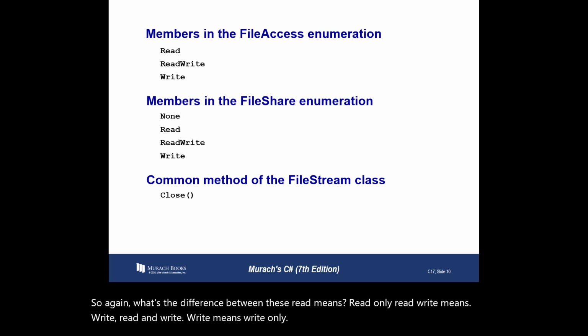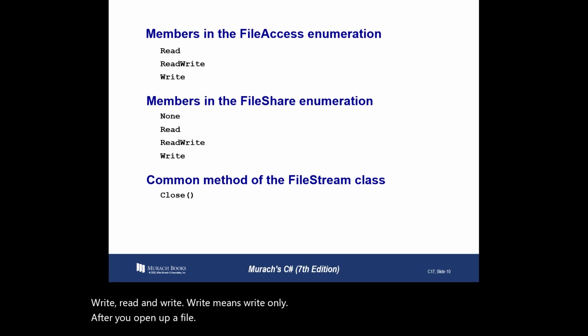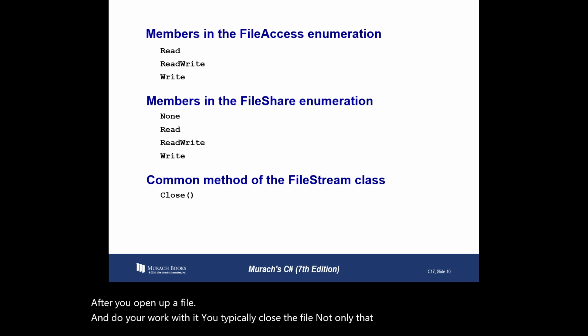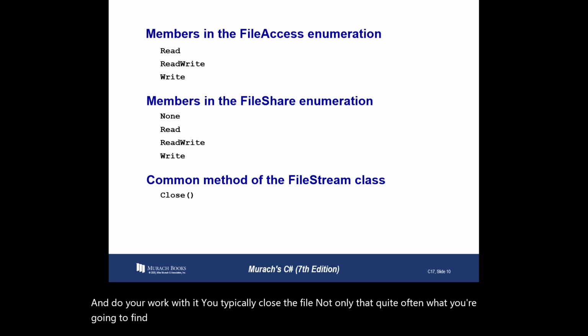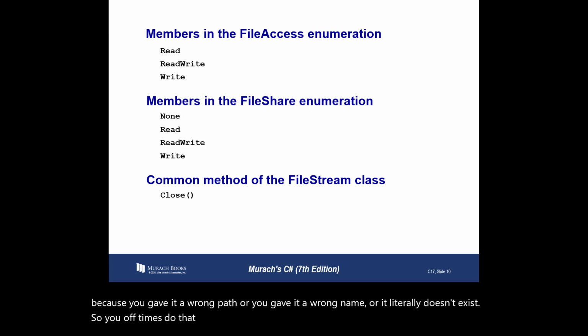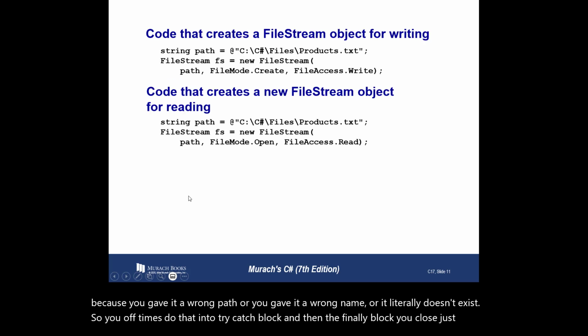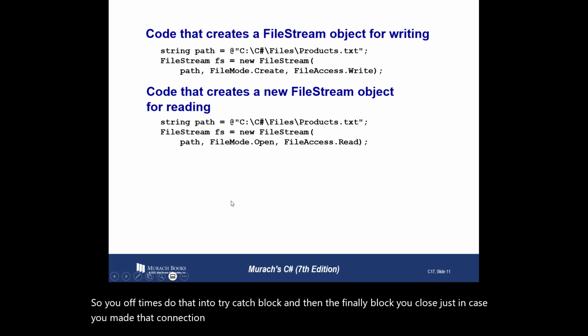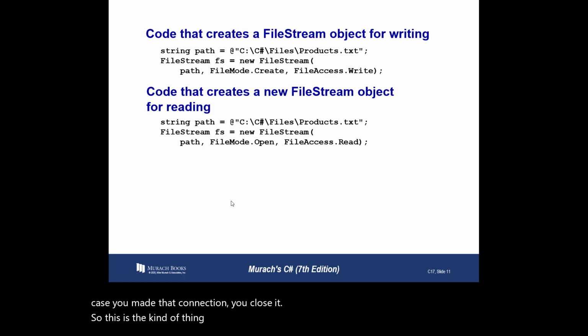After you open up a file and do your work with it, you typically close the file. Not only that, quite often what you're going to find is, what if you try to open the file and the file doesn't exist, either because you gave it a wrong path or a wrong name, or it literally doesn't exist? So you oftentimes do that in the try-catch block, and then in the finally block you close, just in case you made that connection. So this is the kind of thing we're going to be working with.